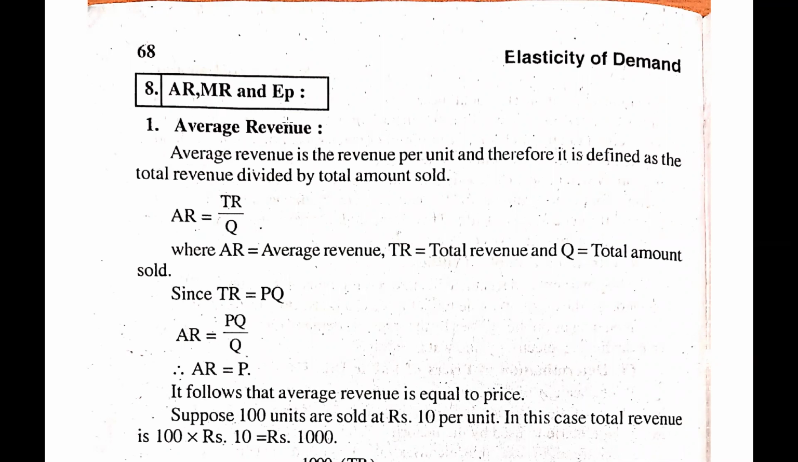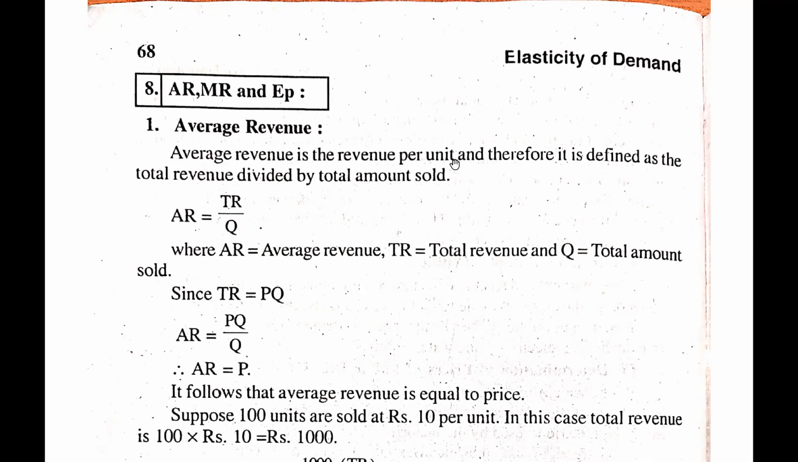Now what is revenue? Revenue means, suppose the price of my product is rupees 10 and I sell 100 units in the market, so my revenue will be 1000 rupees. So this is the revenue. So guys, in this lecture I'm going to discuss average revenue, marginal revenue, and elasticity of price, or price elasticity of demand. So let's start with the very first point, that is average revenue.